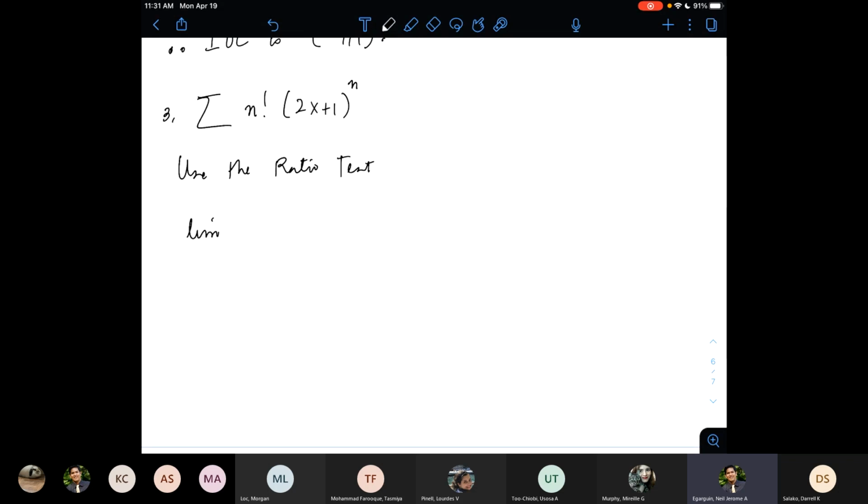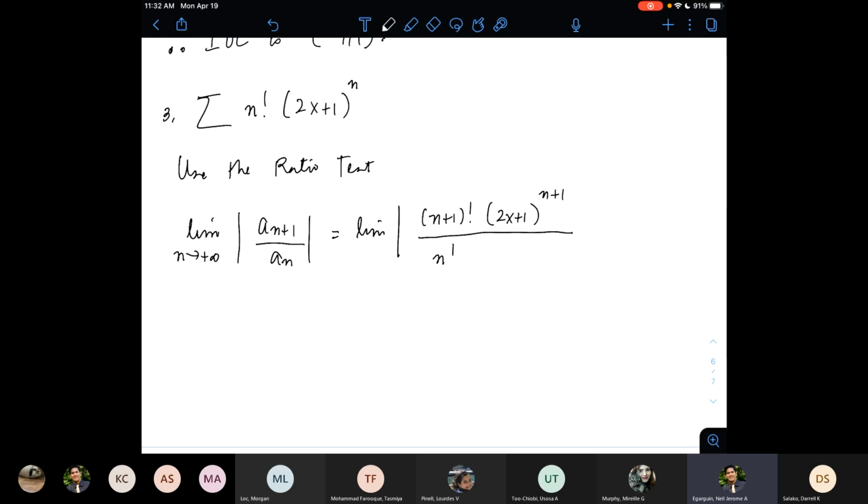Again, we take the limit of a sub n plus 1 all over a sub n, with absolute values this time, as n approaches infinity. Then I'll have the limit of (n plus 1) factorial times (2x plus 1) to the n plus 1, right? So I just replaced all n's by n plus 1, all over the term in the series. But remember, everything is inside the absolute value bars.